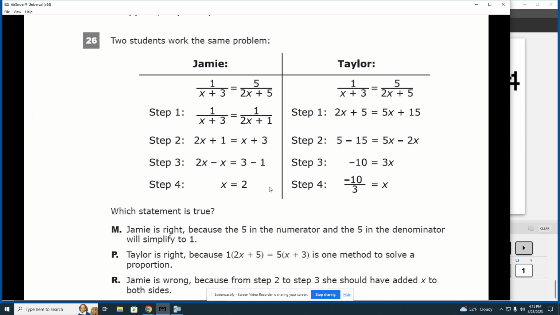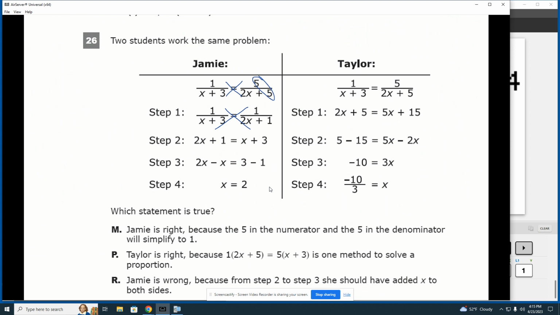Okay, number 26 is just such an easy problem. I mean, look at this, guys. You know how to deal with proportions, right? To solve a proportion, you cross multiply. Look, did they cross multiply to get to step 1? I mean, what happened? It looks like all they did was let 5/5 reduce down to 1/1. I can't do that. You know you can't let part of the numerator or denominator simplify with the numerator. You can't do that. So Jamie is definitely wrong.